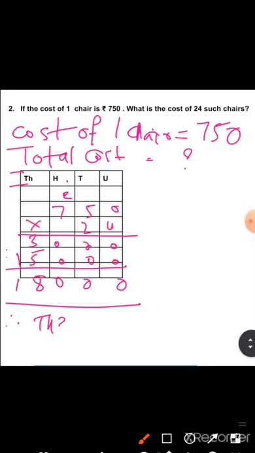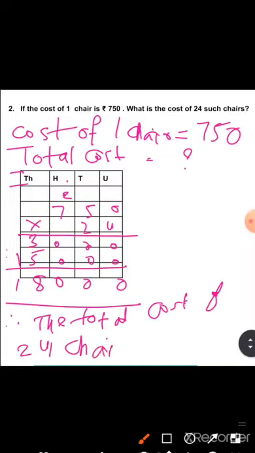Therefore, the total cost of 24 chairs is rupees 18,000. Complete this work in your maths notebook.